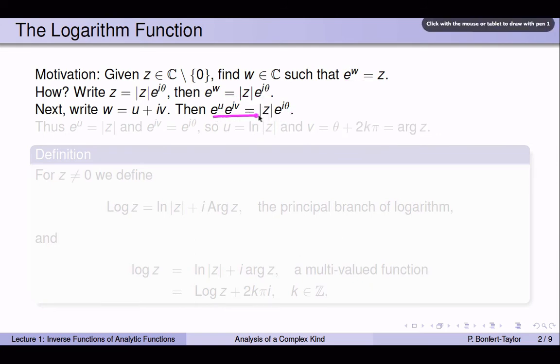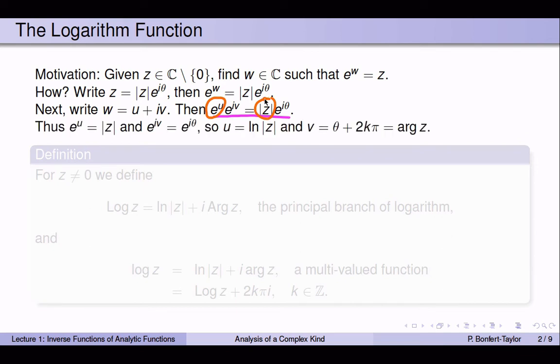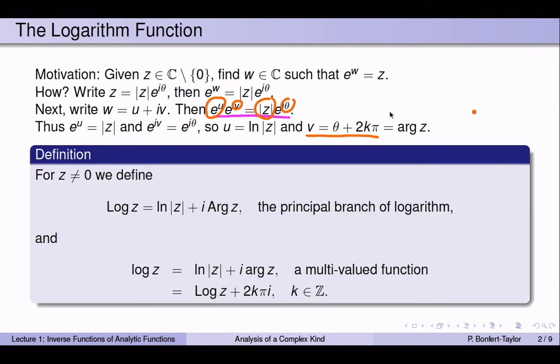Here we see two complex numbers in polar form. When are two complex numbers in polar form the same? Well, their distance from the origin needs to be the same, so e to the u needs to be the same thing as the absolute value of z, and their angles need to agree modulo 2 pi or 4 pi or a multiple of 2 pi. So v and theta need to agree up to a multiple of 2 pi, which means v needs to be an argument of z.